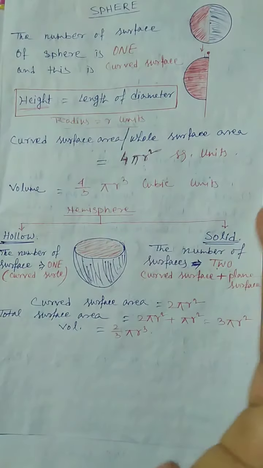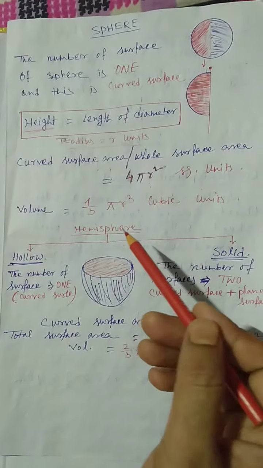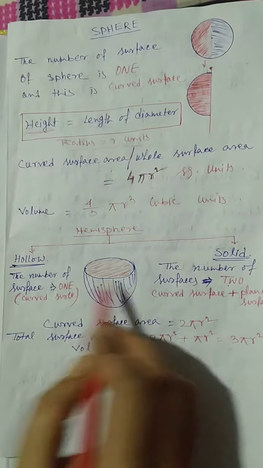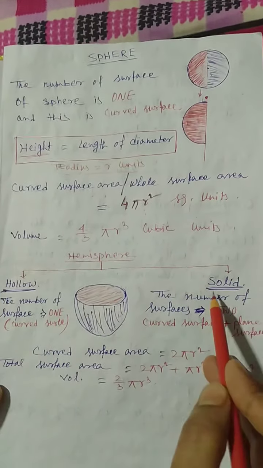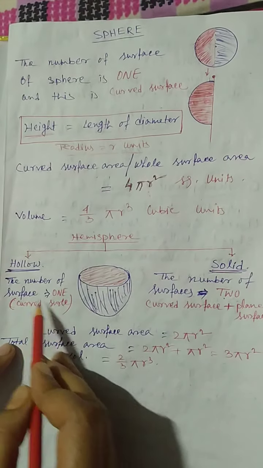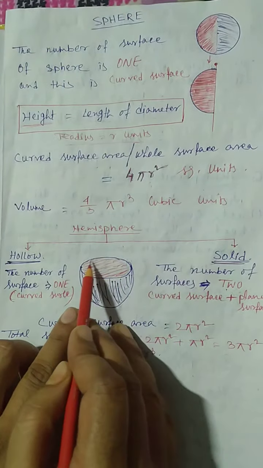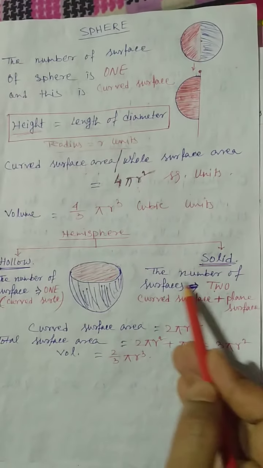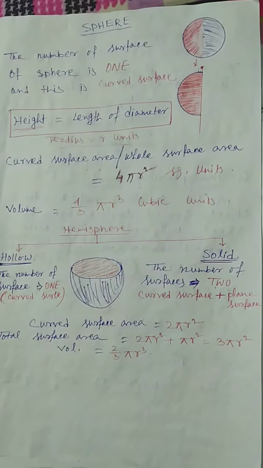If we divide this sphere into two equal parts, then we get a hemisphere. This is the shape of the hemisphere. There are two types of hemisphere: one is hollow hemisphere and another is solid hemisphere. The hollow hemisphere has only one surface, that is the curved surface, and this is the hollow portion. For the solid hemisphere, the number of surfaces is two. This is the curved surface and this is the plane surface.